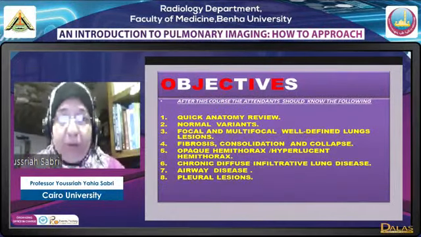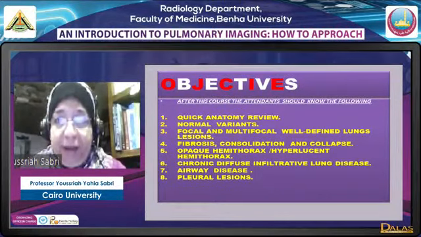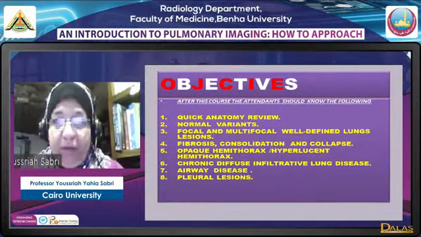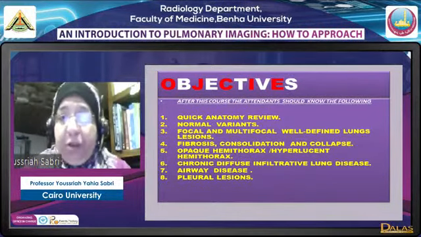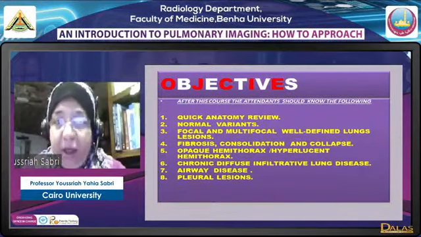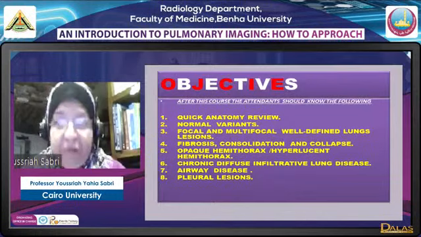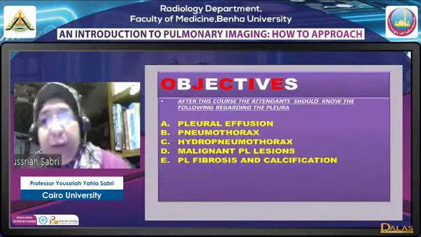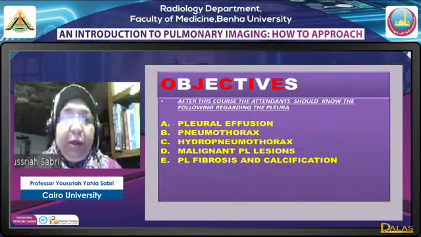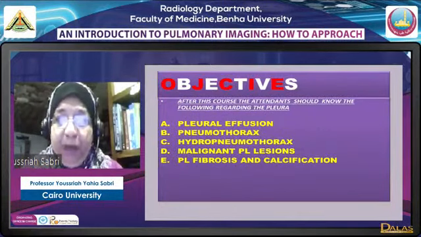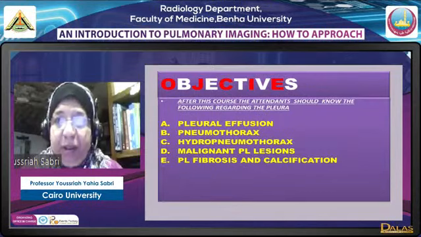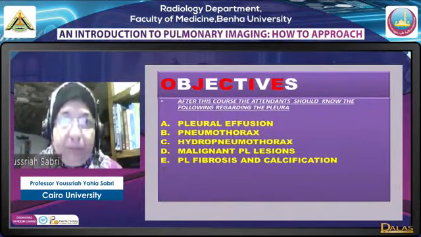Objectives. After the course, the attendant should know the following: quick anatomy review, normal variants, focal and multifocal well-defined lung lesions, fibrosis, consolidation, collapse, opaque hemithorax, hyperlucent hemithorax, chronic diffuse infiltrative lung disease, airway disease, and pleural lesions. The pleural lesions that we're going to discuss are effusion, pneumothorax, hydropneumothorax, malignant pleural lesions, fibrosis, and calcification.